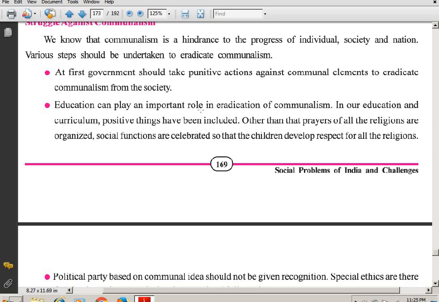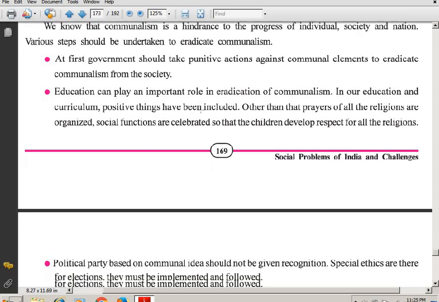Second, education can play an important role in the eradication of communalism. So education is the important thing. It plays an important role in the society to eradicate communalism. In our education and curriculum, positive things have been included.